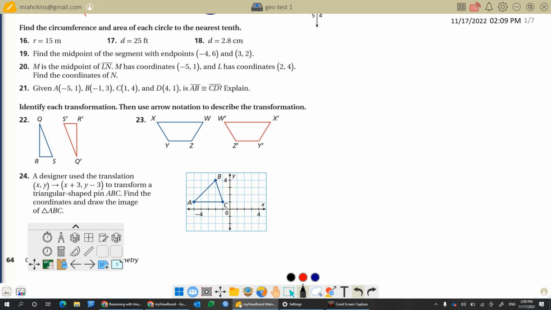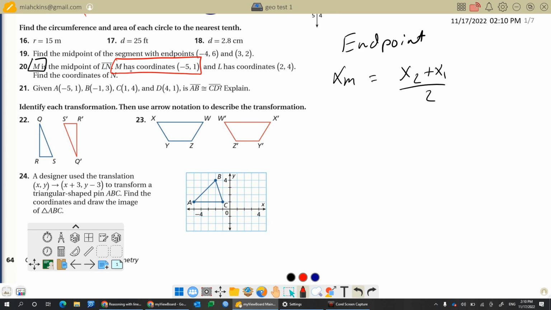So how do you go about finding an endpoint when you're given the midpoint? If we know that the midpoint is equal to the average of the endpoints, if the midpoint of x is equal to the average of the endpoints, then we can plug in our endpoints and then solve for our missing x.